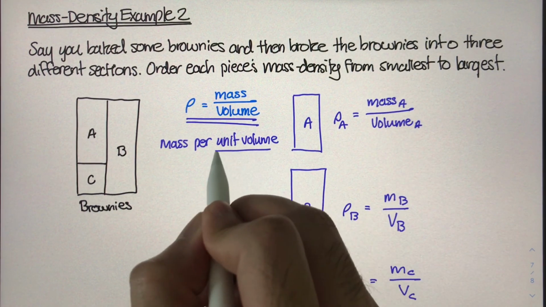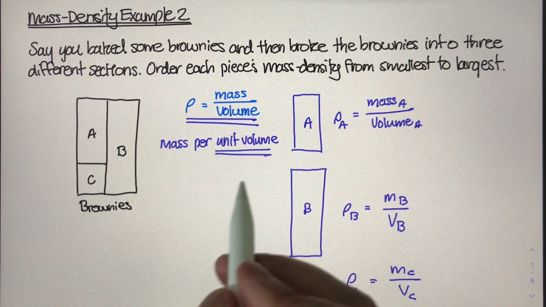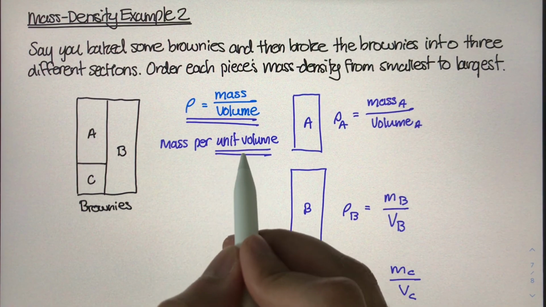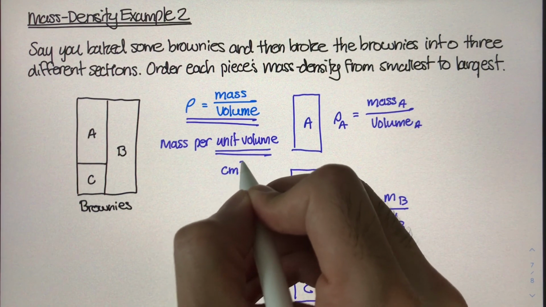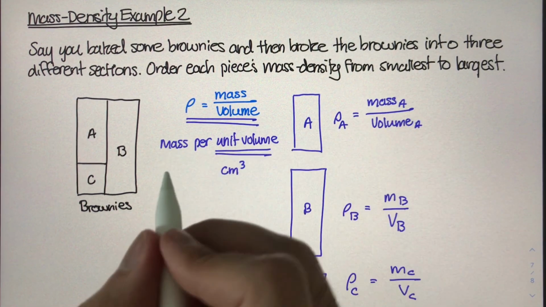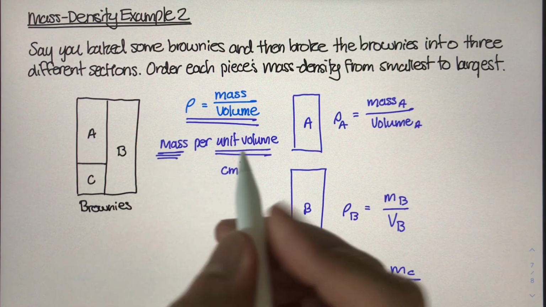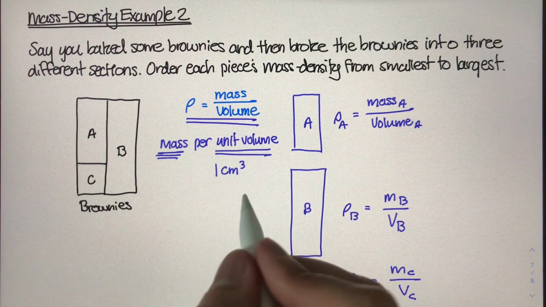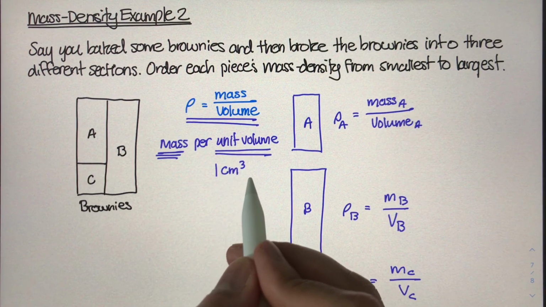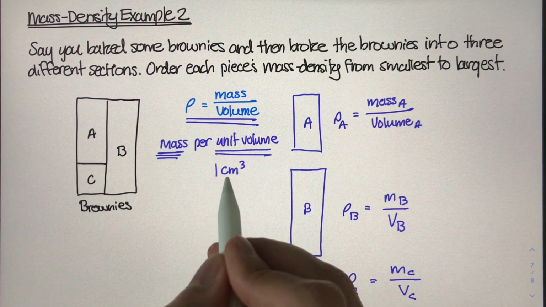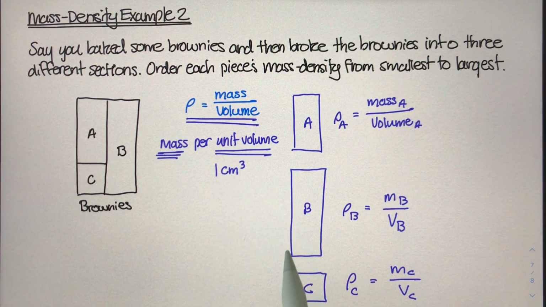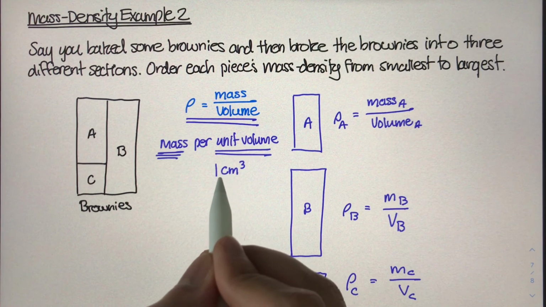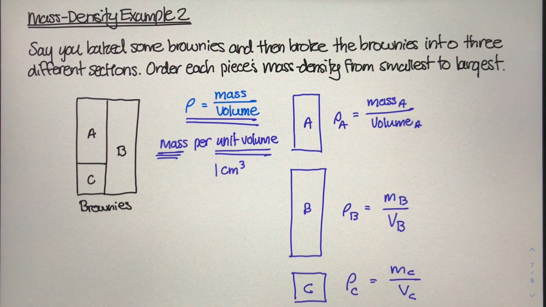And what do we know about unit volume? Well, if we're measuring length in, let's say, centimeters, a unit volume would be centimeters cubed, right? And we're really looking at how much mass there is per 1 cubic centimeter. Or if you measured in meters, this would be 1 cubic meter. Or inches would be 1 cubic inch. But since brownies are pretty small, I'm just going to go ahead and use the unit of centimeters just for this example.